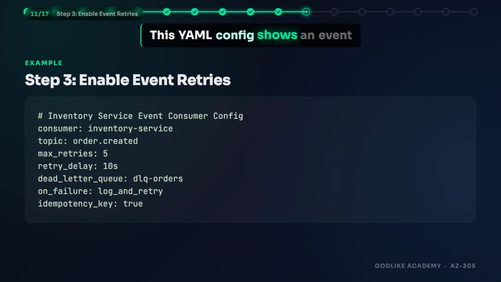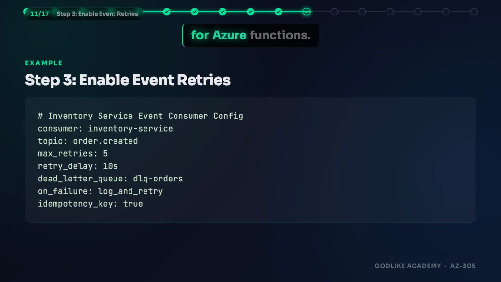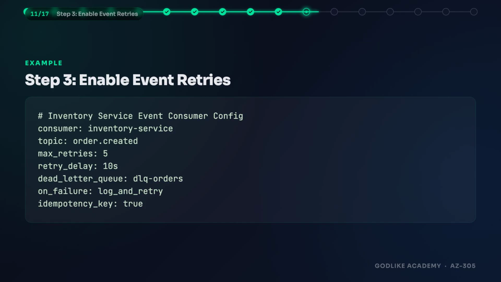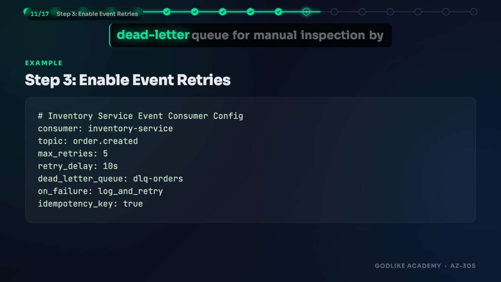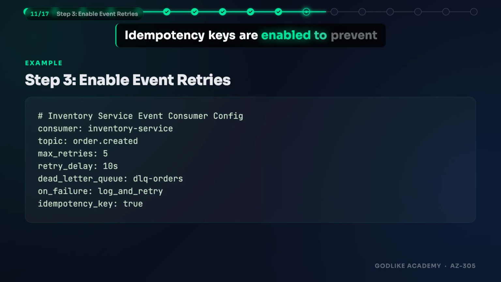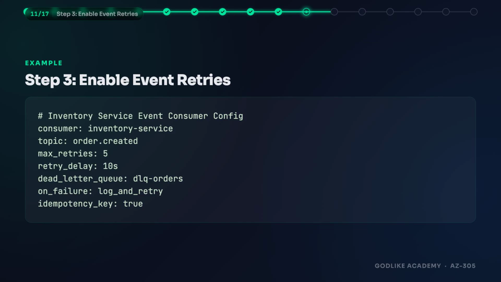This YAML config shows an event consumer setup with robust retry mechanisms for Azure Functions. It listens for the order-created event and retries up to 5 times with a 10-second delay between attempts. Persistent failures are routed to a dead letter queue for manual inspection by your operations team. Idempotency keys are enabled to prevent duplicate processing on retries, which guarantees data consistency and prevents financial discrepancies in your payment workflows.